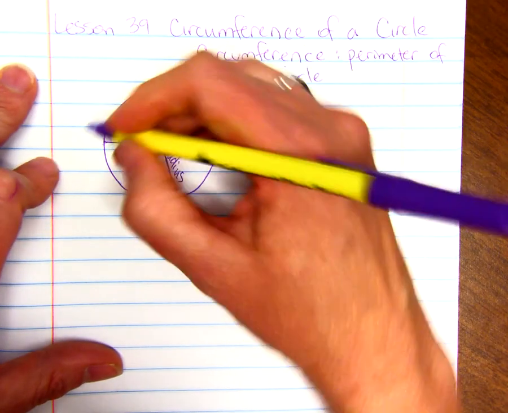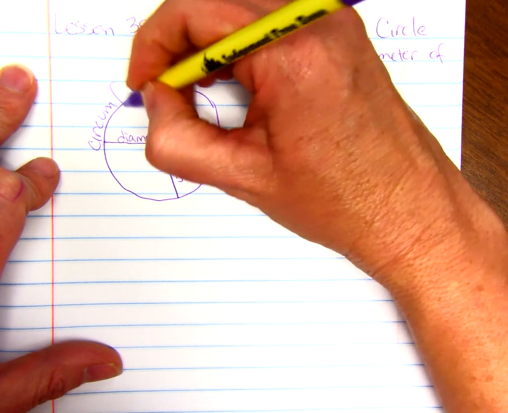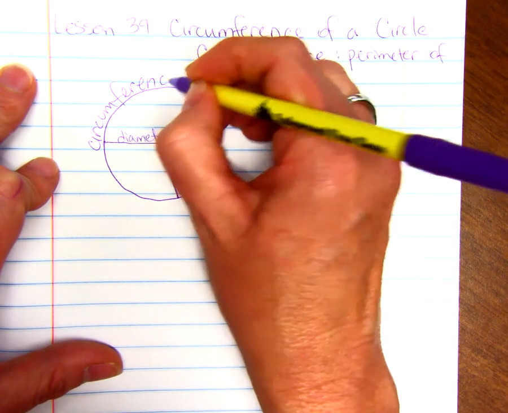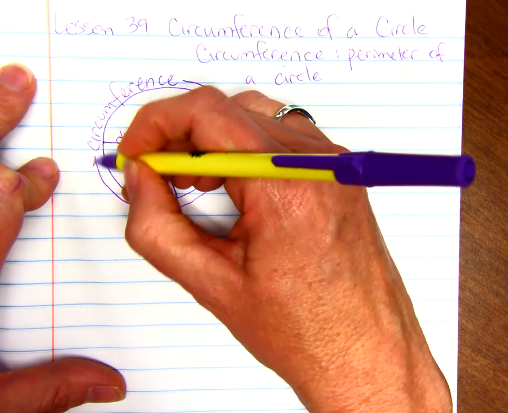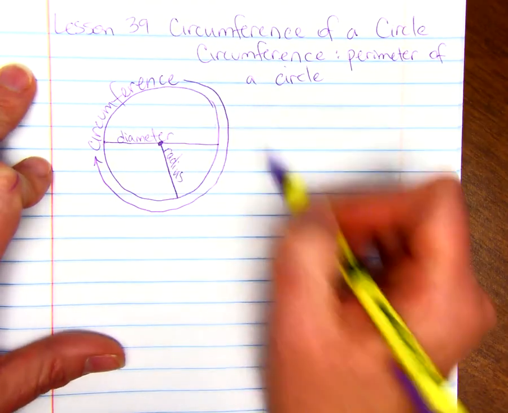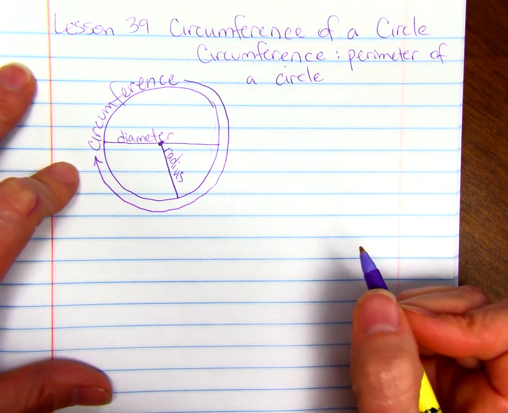And then all the way around is called the circumference. And we're just going to write this around the outside. So all the way around. So how long it is on the circle is called the circumference.